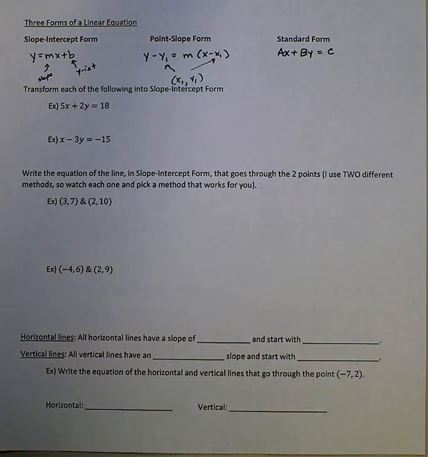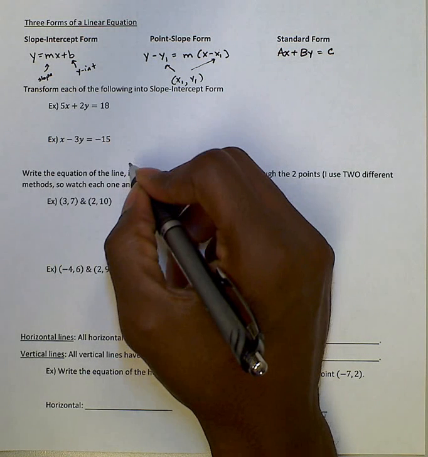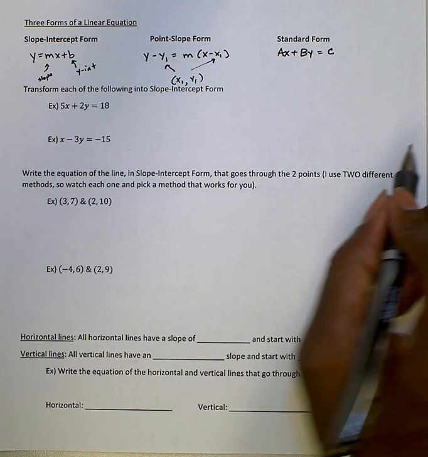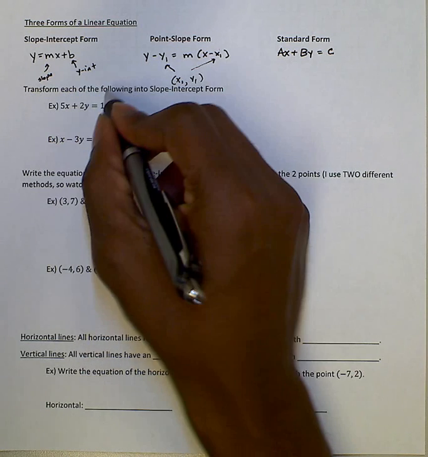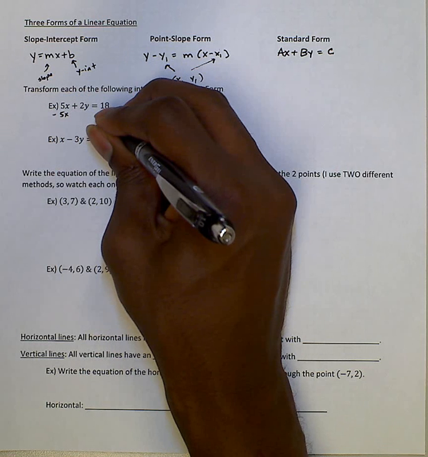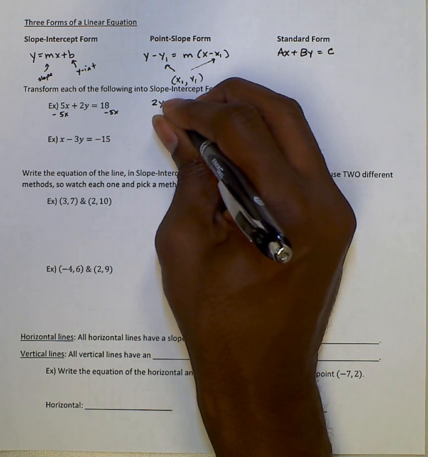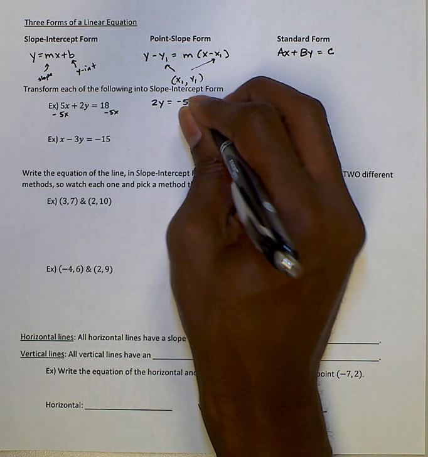Alright, so first things first, slope-intercept form is probably the most remembered and easiest to work with equation type. And so if we can put an equation in slope-intercept form, we'll probably be alright. And all that means to us is we need to get y by itself. So this says transform each of the following into slope-intercept form. Another way of saying solve for y. In order to do that, subtract 5x from both sides. Here we'll have 2y equals negative 5x plus 18. And then I'll divide by 2.